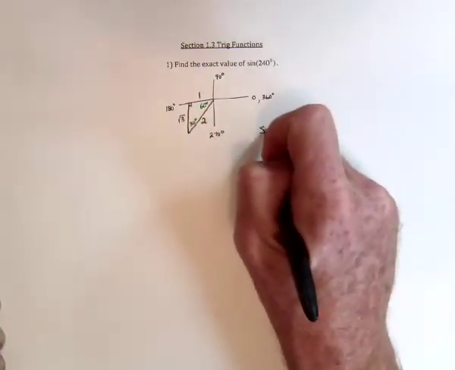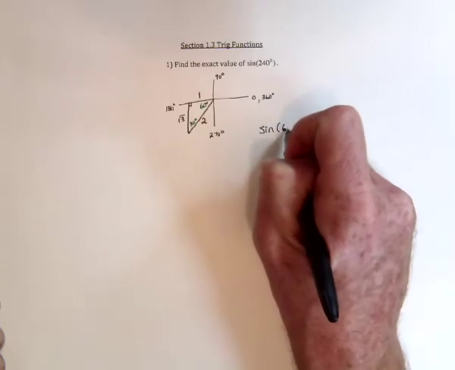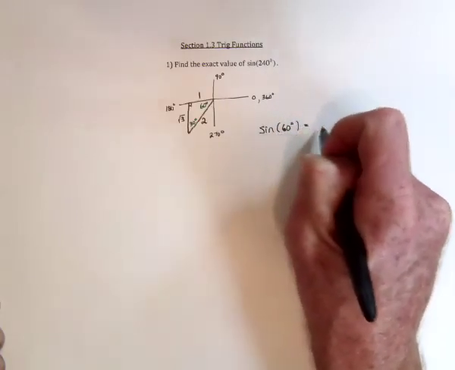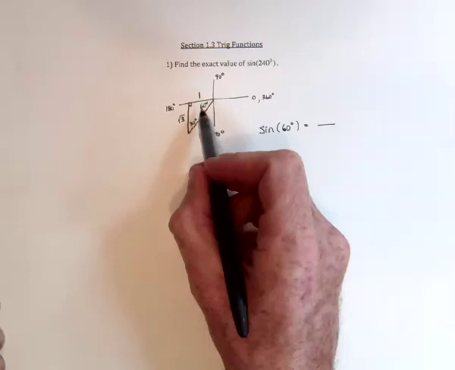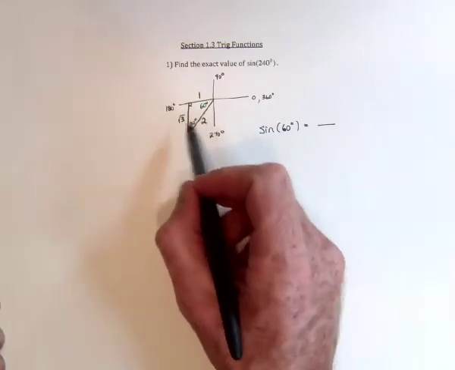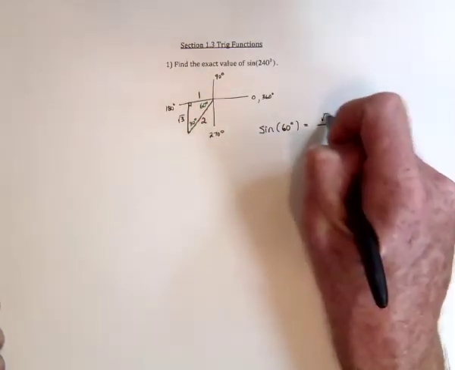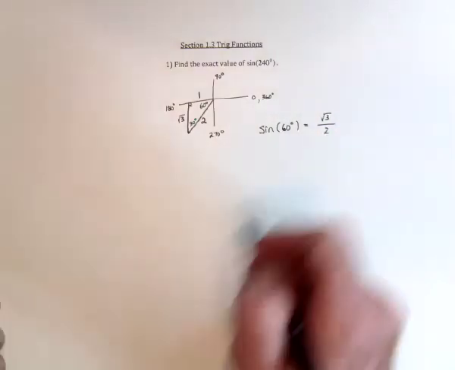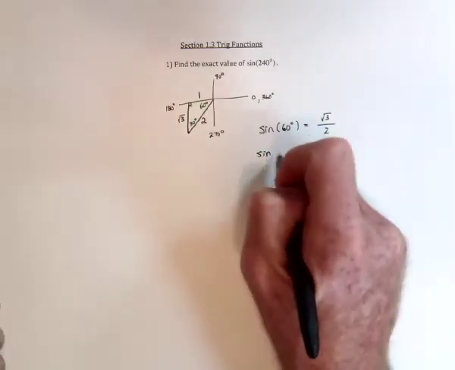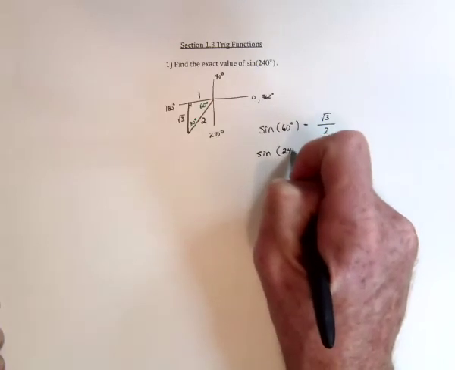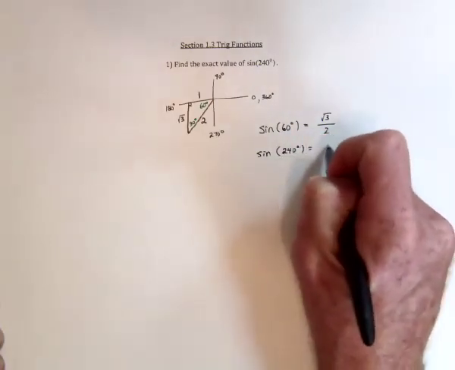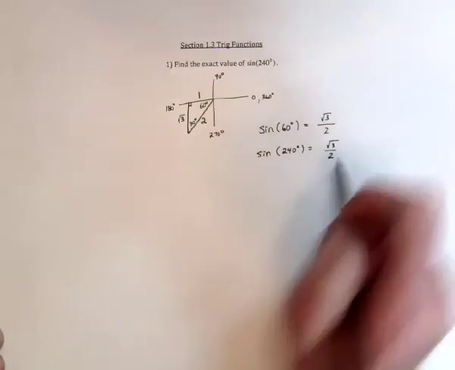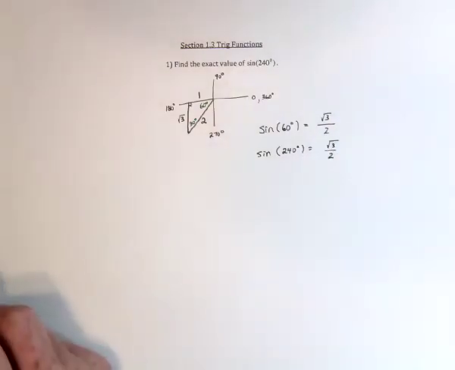So now I can find out the sine of 60 degrees is equal to, well, sine is opposite over hypotenuse, so that's going to be the square root of 3 over 2. Which means that the sine of 240 degrees is also going to be the square root of 3 over 2, or it's going to be negative the square root of 3 over 2. There's a couple of ways that you can find out.